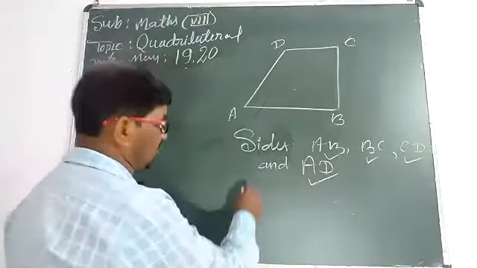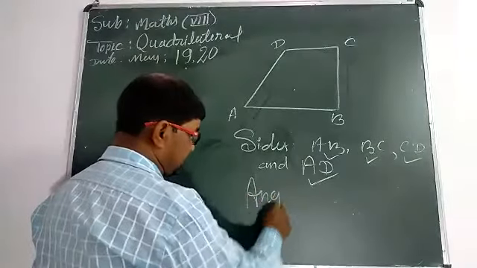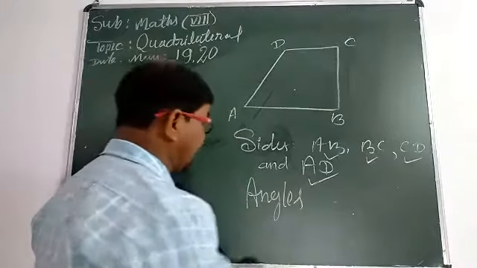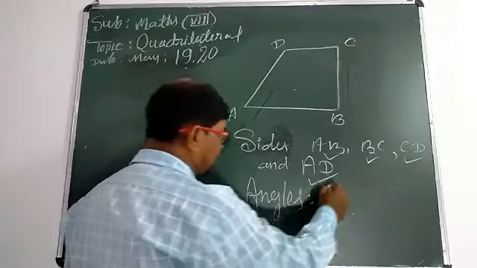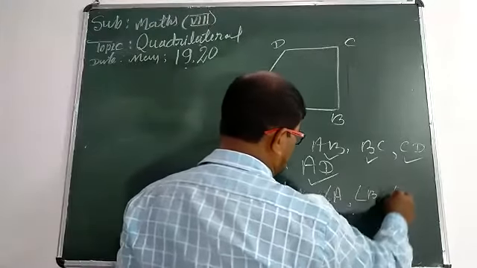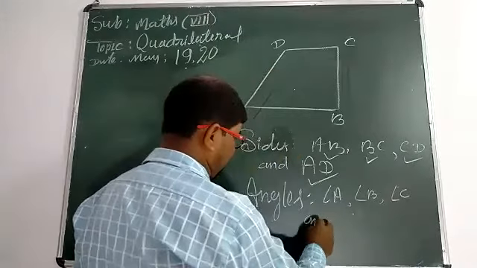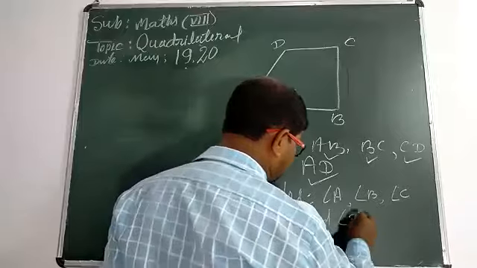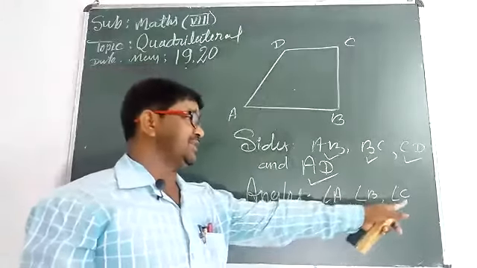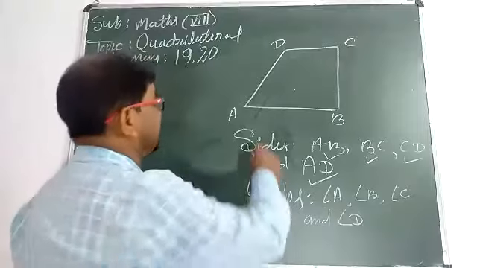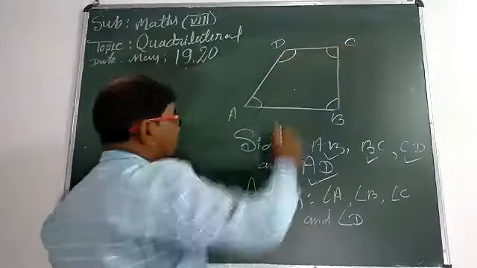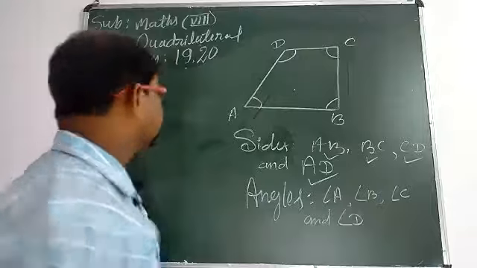Now, angles. Do you know the word angles? The inclination between 2 sides is an angle. The angles are angle A, angle B, angle C, and angle D. They are the angles of this quadrilateral. So, angles and sides. Is that clear?